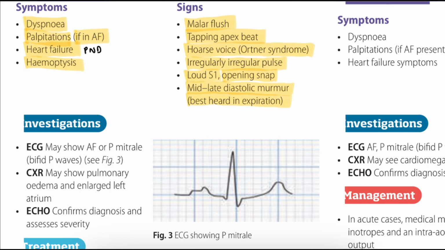And it can cause right-sided S4 if the pressure backs up all the way to the right heart. Okay, so this is the thing. And you can see here, in ECG, if the patient has mitral stenosis, then on ECG you can see left atrial enlargement or atrial fibrillation.